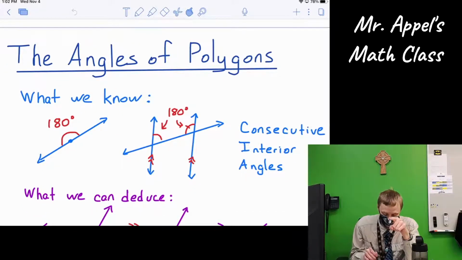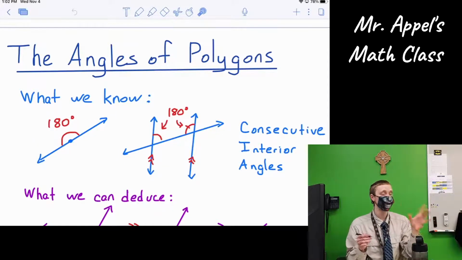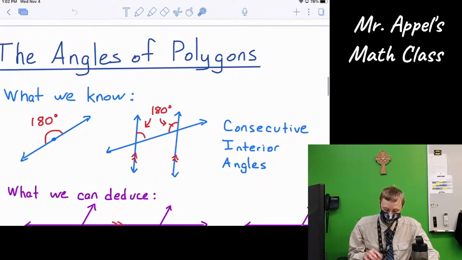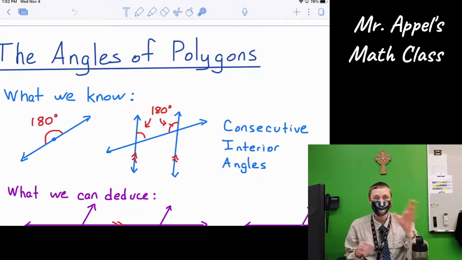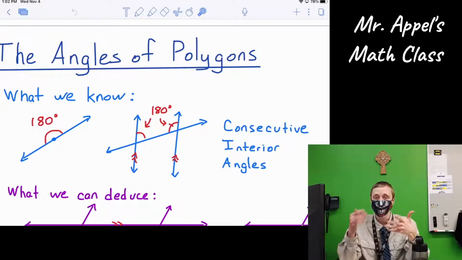So, here's what we know so far already. We know that a straight line angle here would be a full 180 degrees. I'm going in one direction and I turn completely around to face the other way, that's 180 degrees. And then inside parallel lines, we found that any combination of an acute and an obtuse angle would also be summed to 180 degrees. They are supplementary.